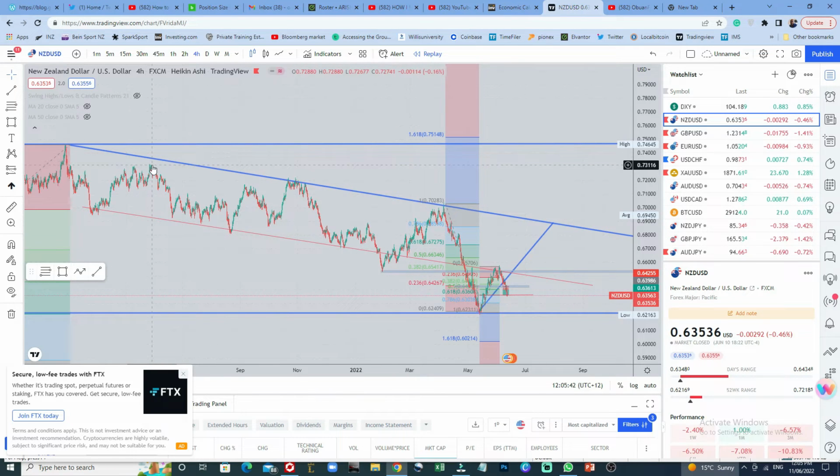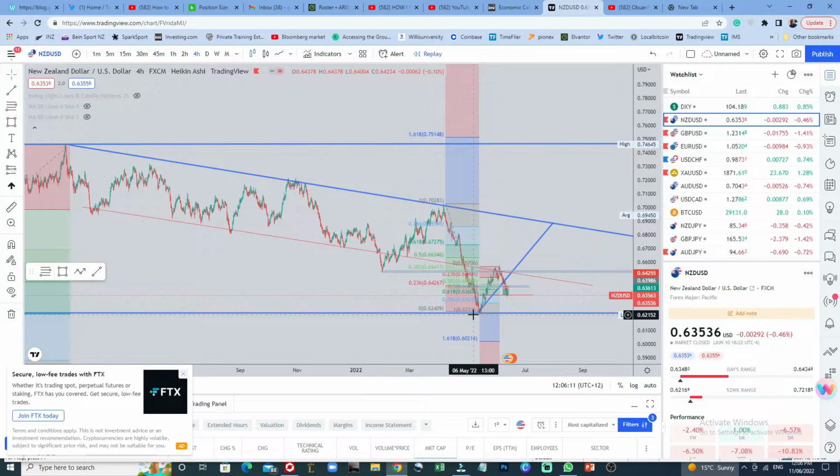lower highs and lower lows, lower highs, lower lows, and just like that, we got to this point, and you can see a very steep bearish, downward trend. And what I did was to allow the market to play out after hitting this level.